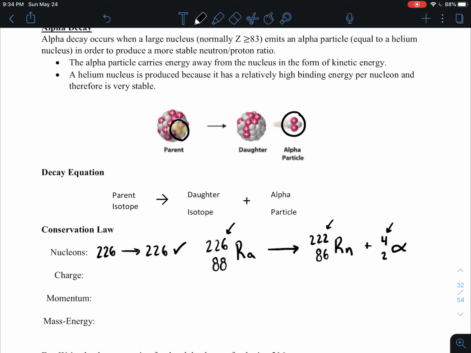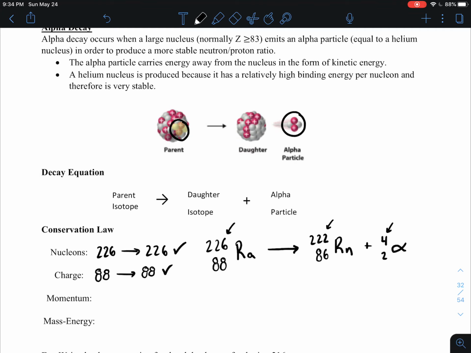The next one is charge. If we're talking about charge, quite often we're talking about the number of protons. In this case, we had 88 protons, and at the end, we had 86 plus 2, which is 88 as well. So we had 88 protons, and we turned it into 88 protons. Therefore, yes, we are conserving.